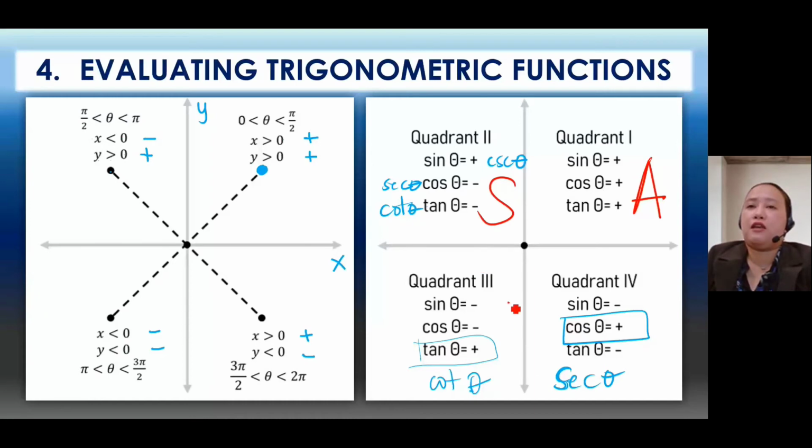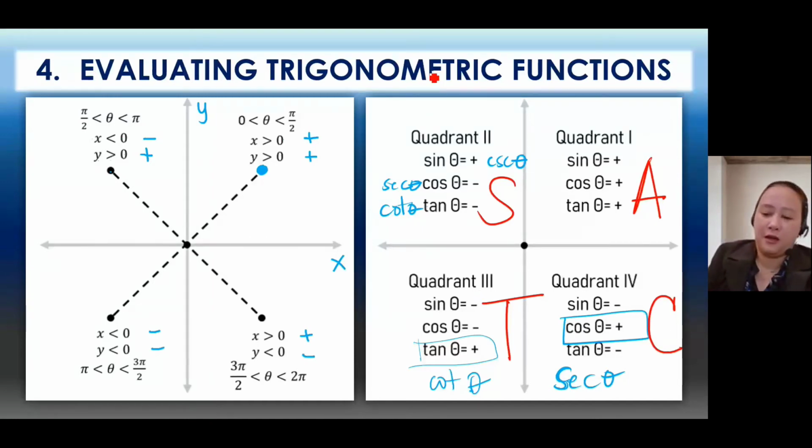In the third quadrant, you remember the T. It means that tangent and its reciprocal are positive in the third quadrant. And in the fourth quadrant, you take note of the C. It means cosine and its reciprocal are positive in the said quadrant. Okay. Next.